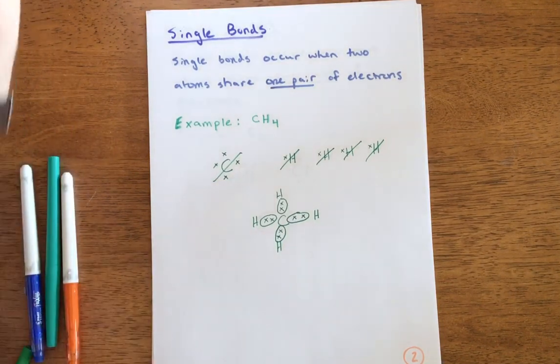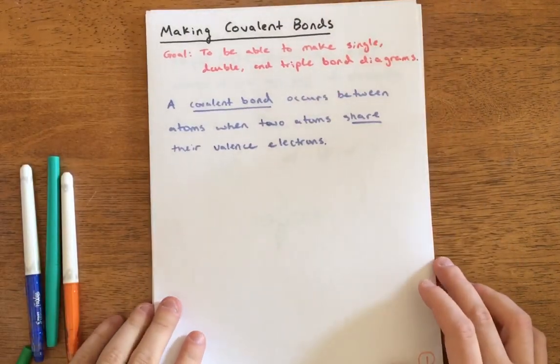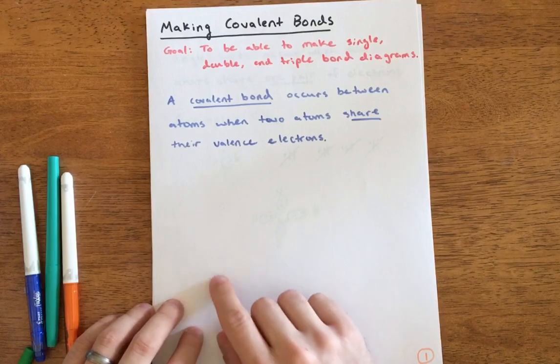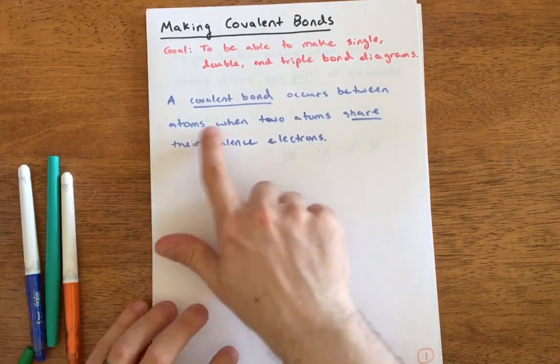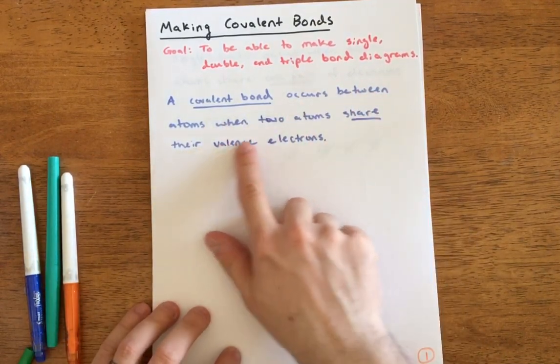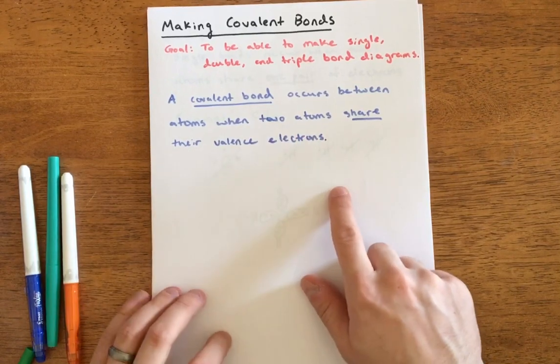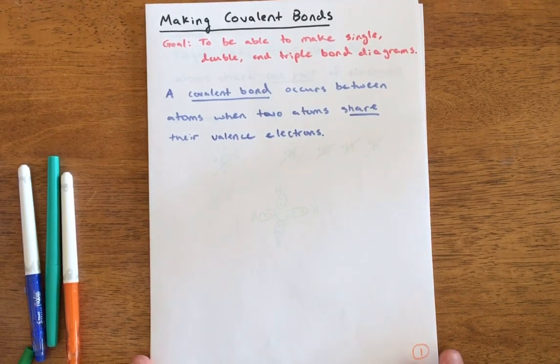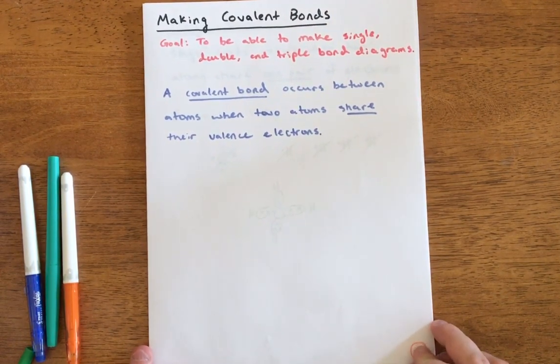Okay, so just to reiterate, now we've seen how to make simple single, double, and triple bond diagrams, and we're starting to understand that a covalent bond occurs between atoms when they are sharing their valence electrons. So simple questions to practice today. Tomorrow we'll look at a couple more complicated examples, and then we'll be off to the races with covalent bonds.